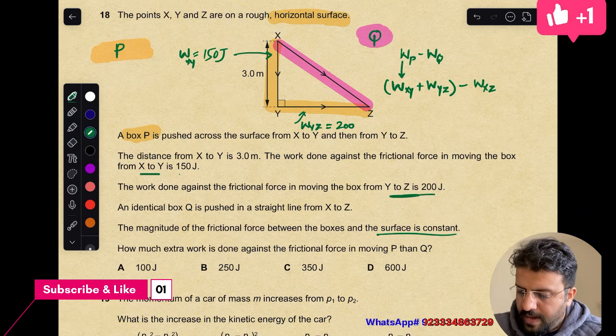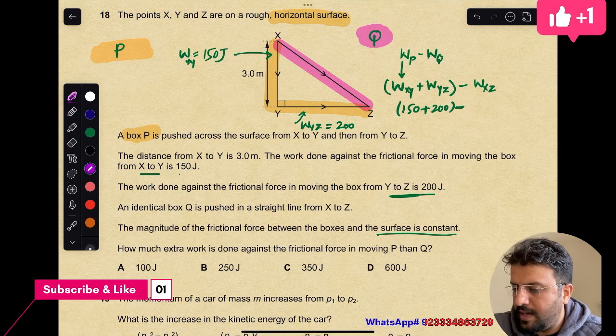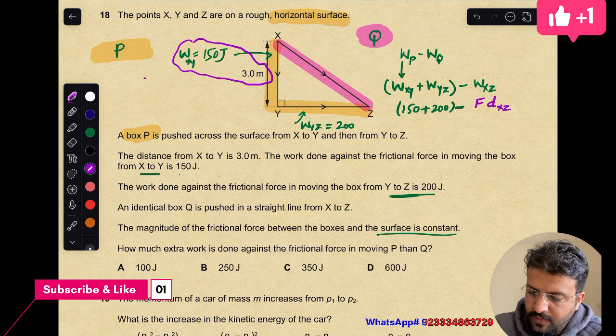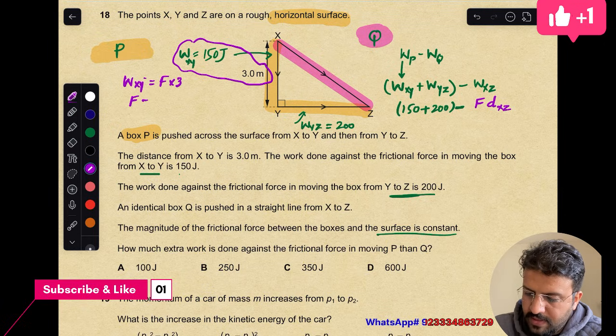Okay, so if I have to find the work done, I can simply put these values here. XY is 150 plus 200. We are sorted with this. We have to find this. For this I need force and I need distance. Which distance? I need xz. To find force I can use this information. We know work done from xy will be equal to force multiplied by 3, that is the distance, so F will be equal to 150 divided by 3, that is 50.